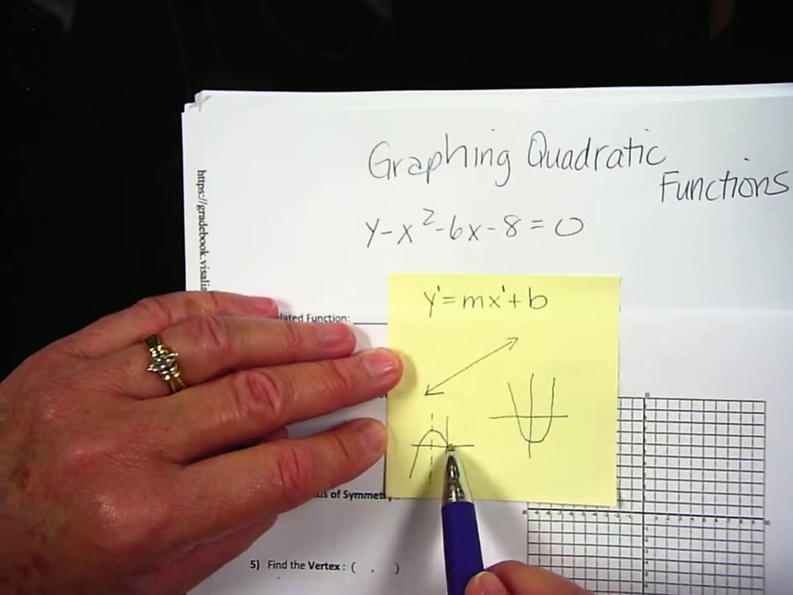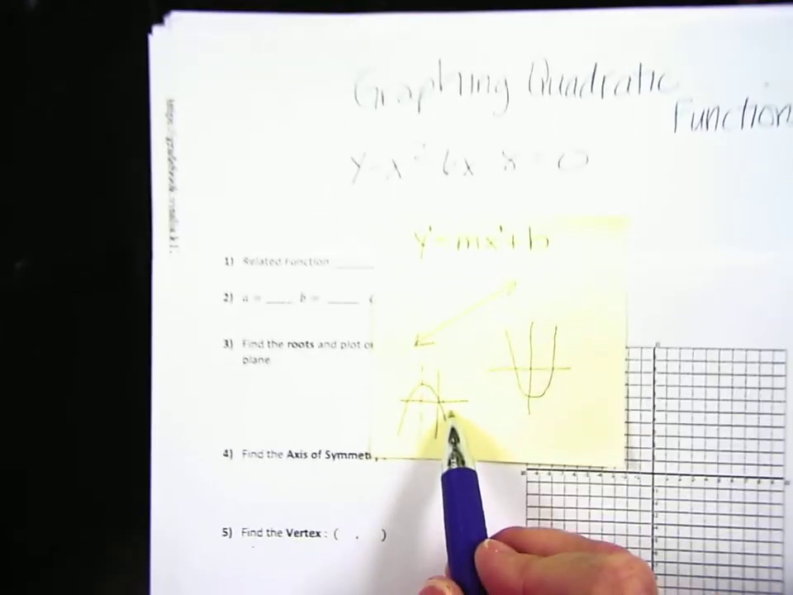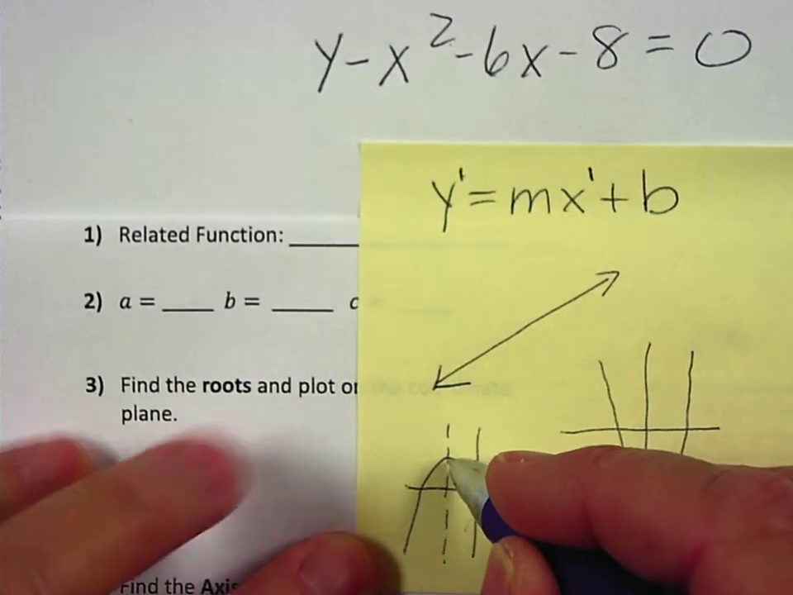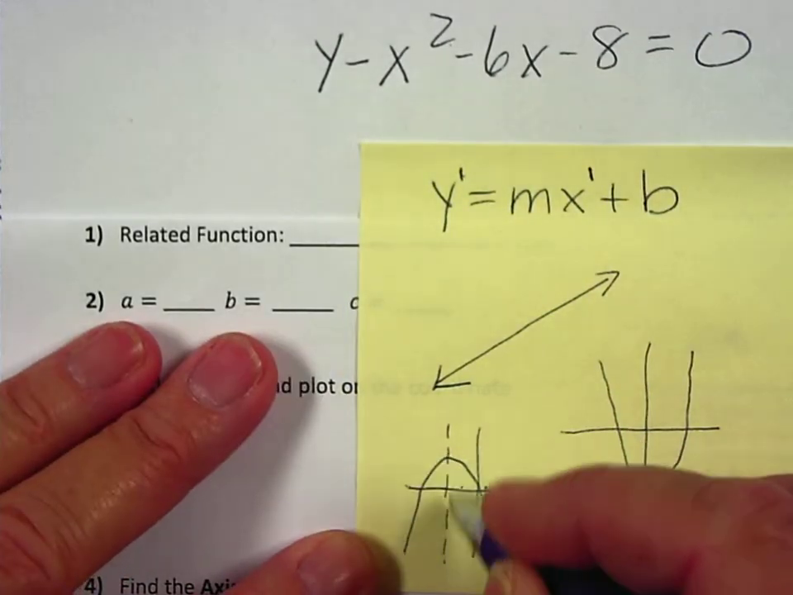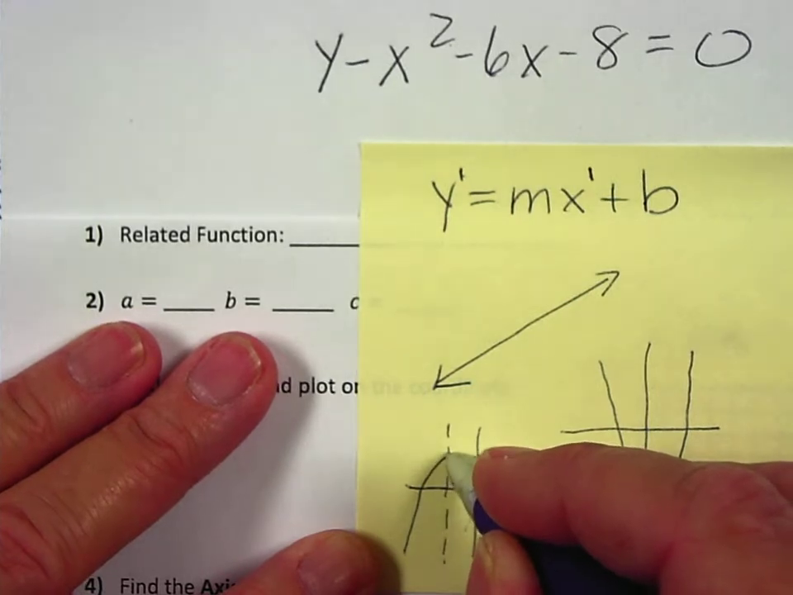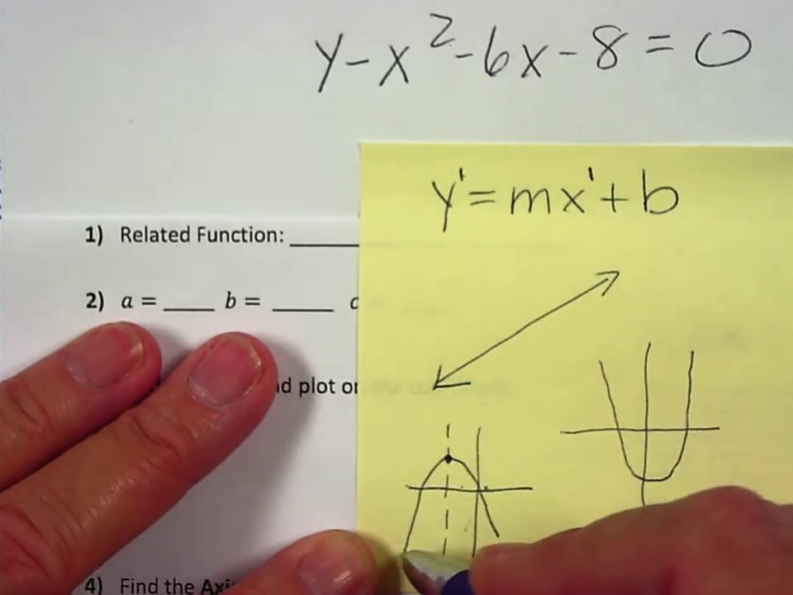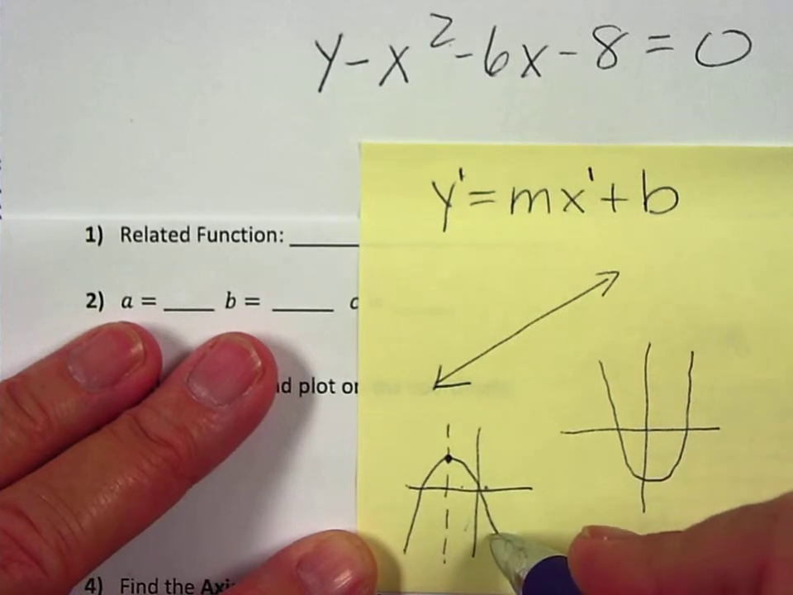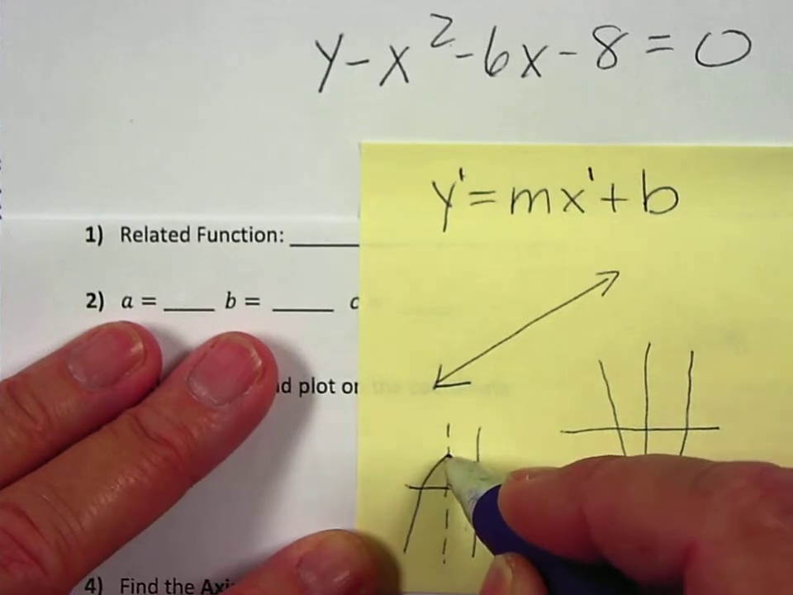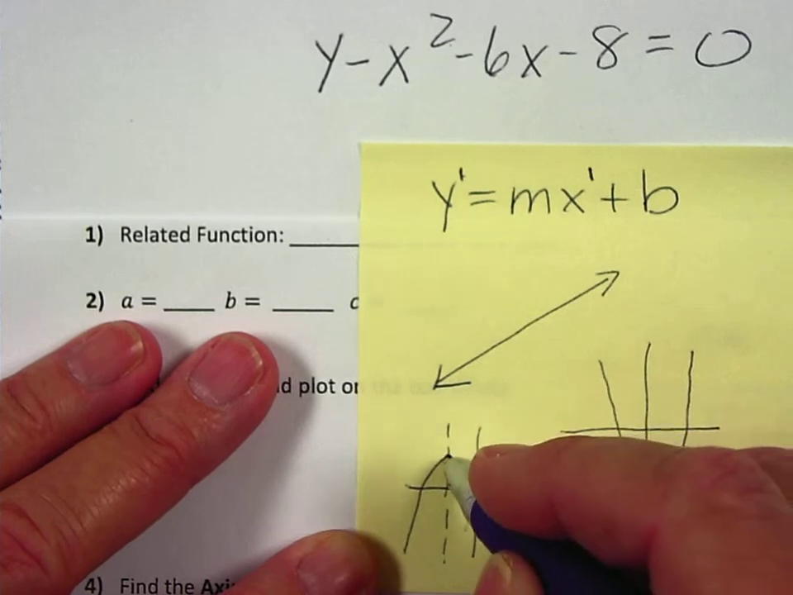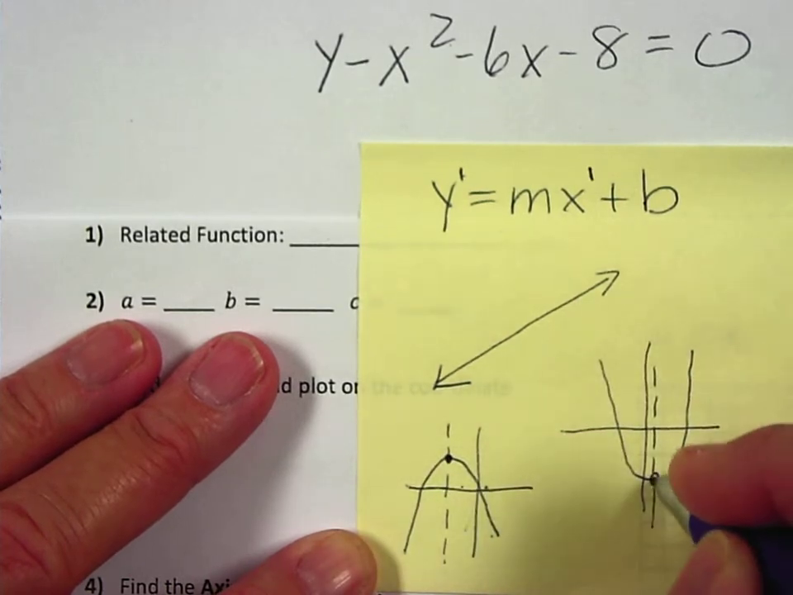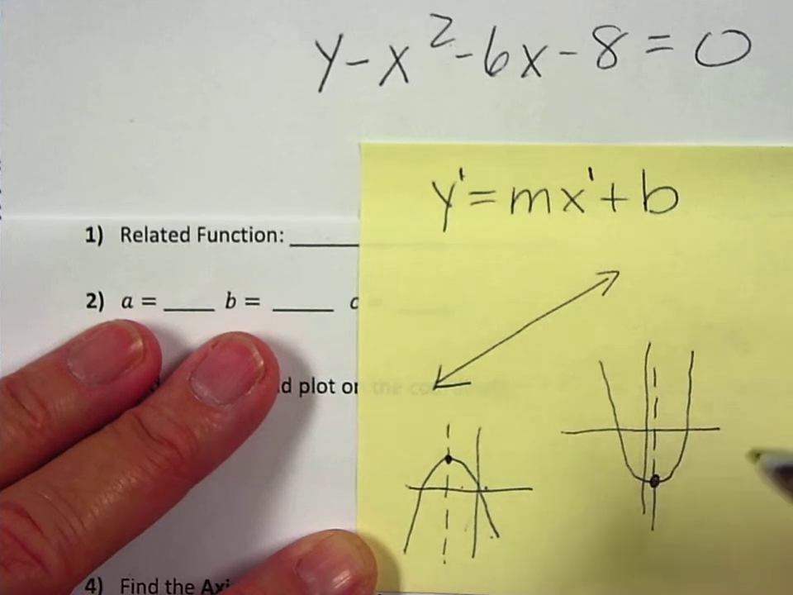All points on either side are mirror images, and there is a point on the line of symmetry that's called the vertex, and that's where the parabola changes direction. And that is also going to be either the highest point, or the maximum point on the parabola, or the lowest point, the minimum point on the parabola.